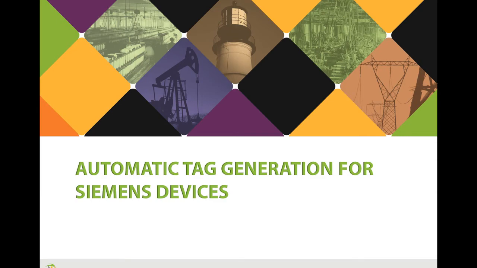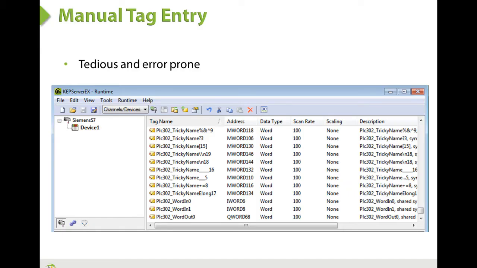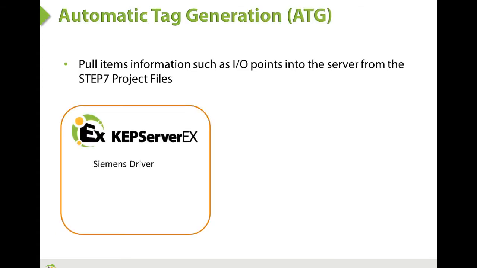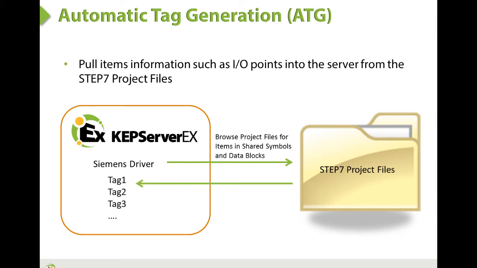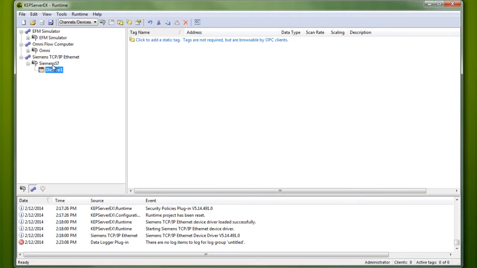Now let's explore automatic tag generation for Siemens devices. When first setting up KEPServerEX Siemens devices, users must tell the server where to get data by entering the register address of the items that they want to pull. These items we call tags in the server. Previous to version 5.14, you needed to enter them manually. This can be tedious and error prone, and engineers should really have a way to more efficiently and accurately load those items. So now with automatic tag generation, the server can pull items from Step 7 project files. It can get shared symbol and data block data from those files and populate a tag item list in the server. So let's see what this looks like in action.